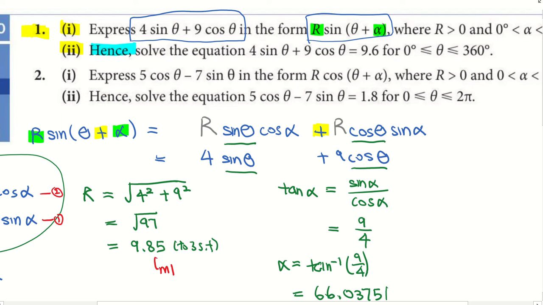There's the word hence. What does hence mean? Hence means use the part 1 answer. Now I need to compare. They give: hence solve the equation 4 sine theta plus 9 cosine theta equals 9.6. Is this 4 sine theta plus 9 cosine theta present in the first part? It's present here, right? So how do I use the first part?